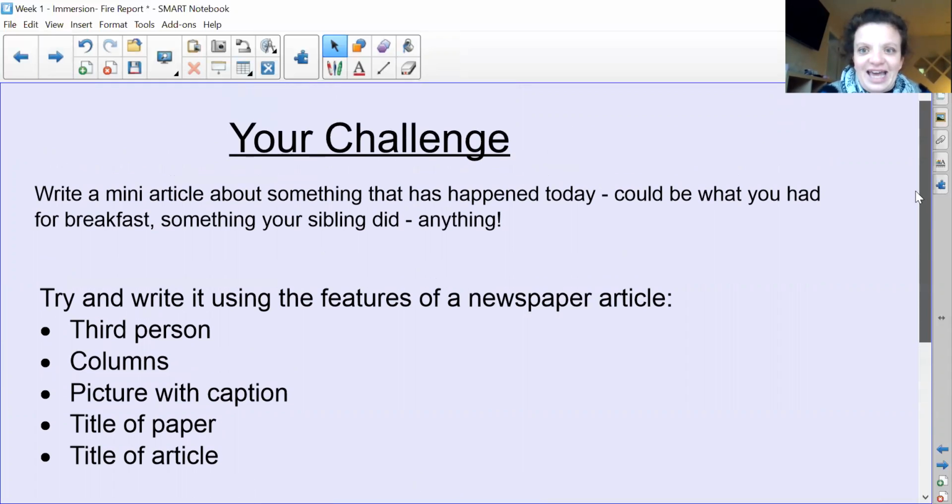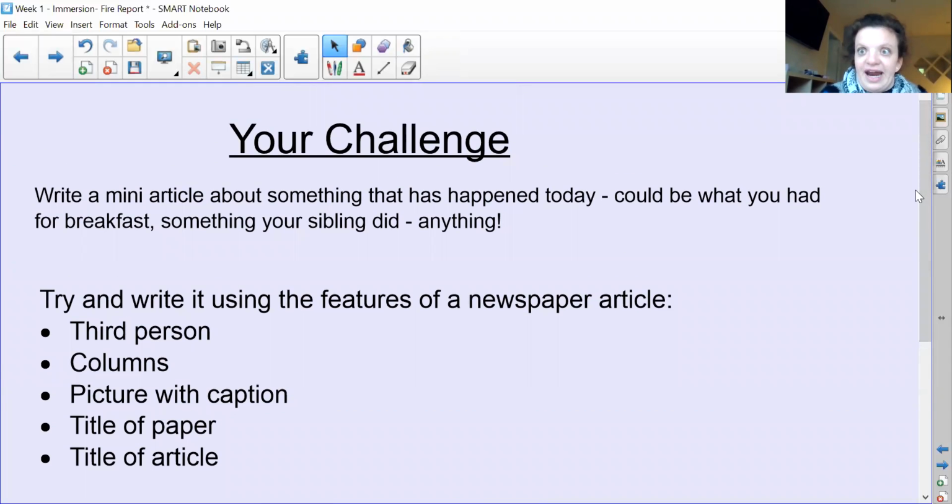Now, today, I want you to have a go for the rest of this lesson at writing a mini article about something that has happened today. Could be what you had for breakfast, something your sibling did, or something you could make up. Like, for example, this morning I saw a little squirrel coming up the tree near where I was living, and he was trying to find a nut for ages, and then he flew off into the air.